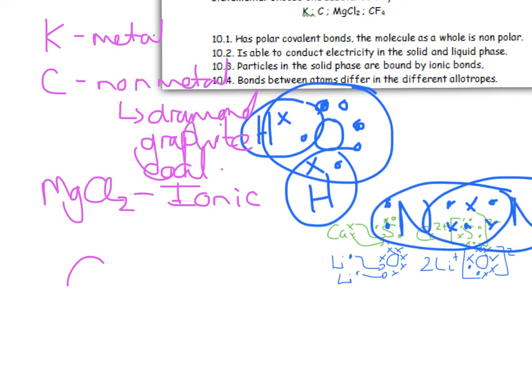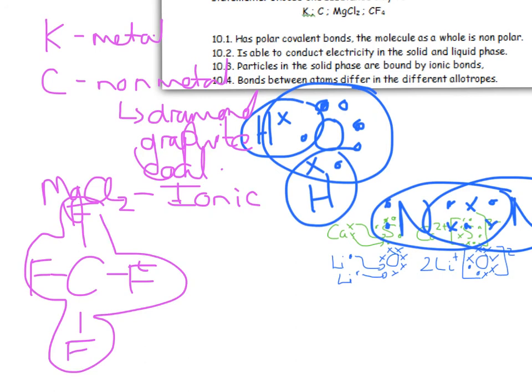And carbon tetrafluoride is going to look like this. It's going to look just like methane, where the carbon hybridizes and forms this tetrahedral molecule with 4 fluorines bonded onto it. So let's see. Has polar covalent bonds, but the molecule as a whole is nonpolar. That's this carbon tetrafluoride, CF4.